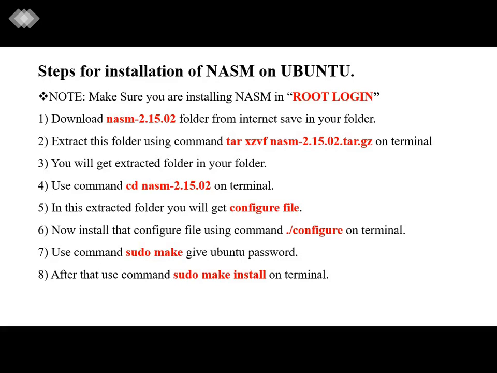So the very first step is to download the recent version of NASM. Save that folder. Then after that we are going to extract that folder. After extracting the folder, in that folder we'll search for the configure file. Then we'll install using that configure file. And then we are going to use two commands, that is sudo make and sudo make install. So nearly 8 steps, summary-wise, I have mentioned here. So let's see these steps one by one.